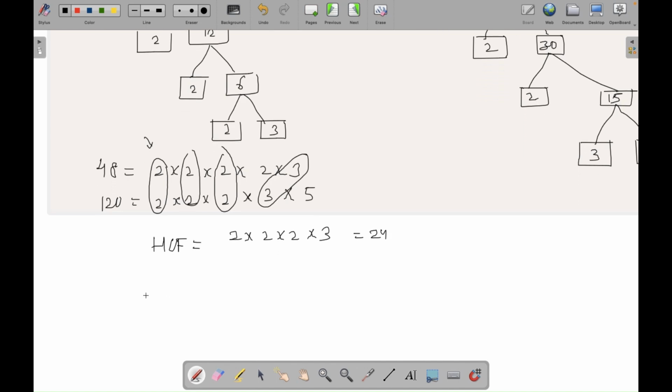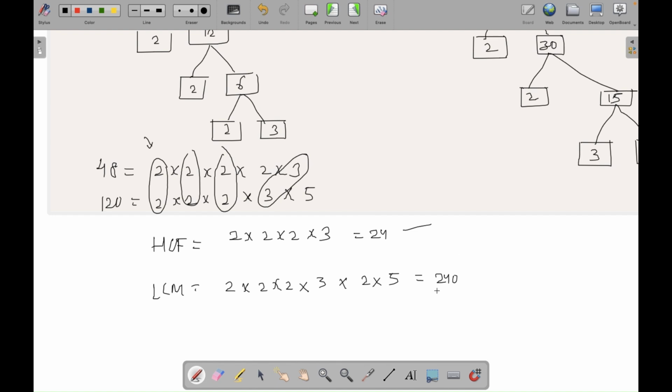What if I had to compute the LCM? LCM would be 2 times 2 times 2 times 3, so whatever is common, multiplied by whatever is not common. Right? So 2 2s are 4, 4 2s are 8, 8 3s are 24, 24 5s are 120, 120 2s are 240. Right? So for HCF, we have to just take whatever is common. For LCM, we have to take whatever is common multiplied by whatever is not common.